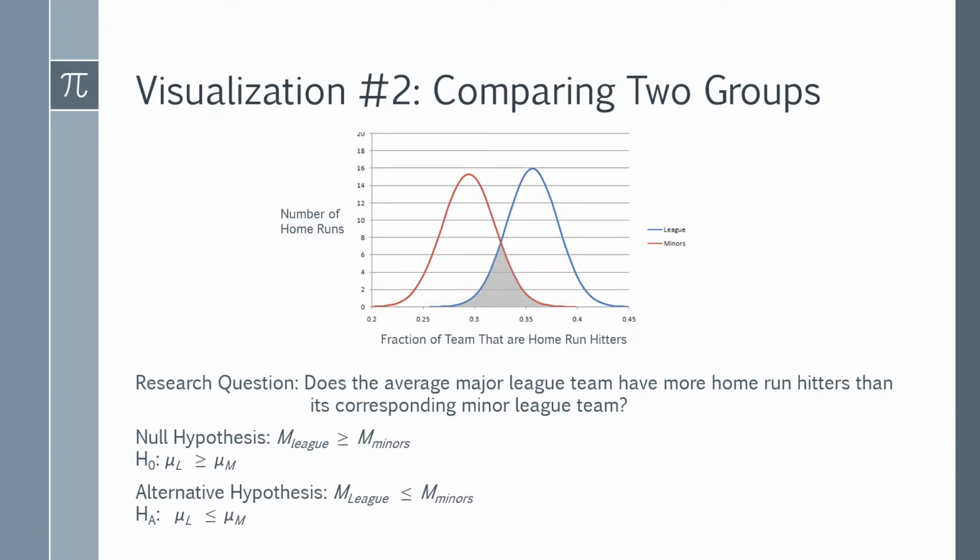So our null hypothesis is H naught: mu is greater than or equal to mu subscript m. So are the major league hitters' home runs greater than or equal to the minor leagues'? Our alternate hypothesis would be the major league hitters being less than or equal to the minor leagues. If you take a quick look, just eyeballing, you can tell that the mean for the major league is greater than the minor league. And so then we would accept our null hypothesis.